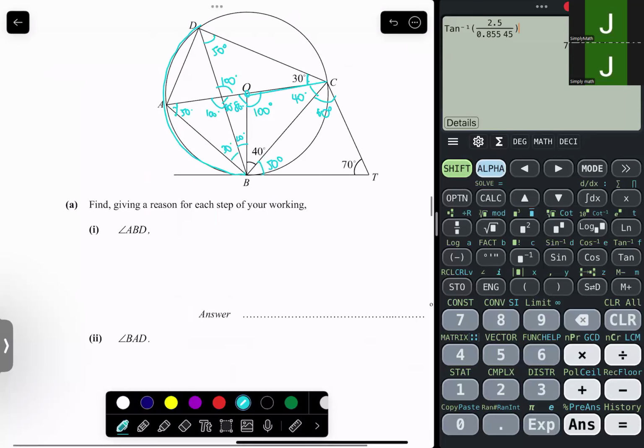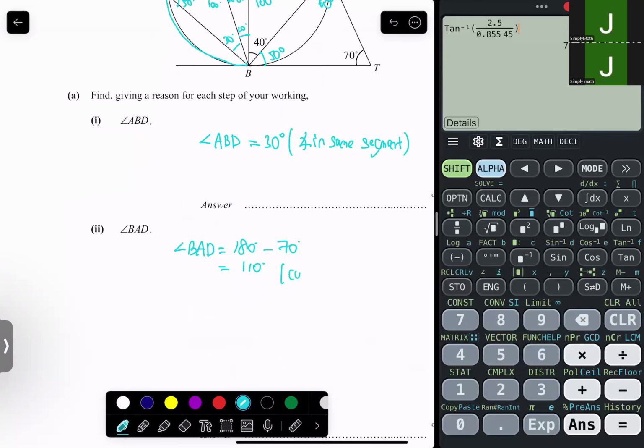Angle ABD equals to 30 degree. Reasoning, angles in the same segment. Okay, angle BAD, right? Angle BAD will be 180 minus 70 equals to 110. Reason, cyclic quadrilateral.